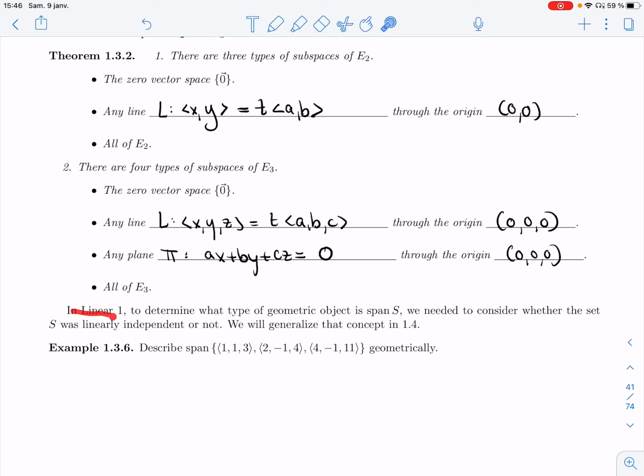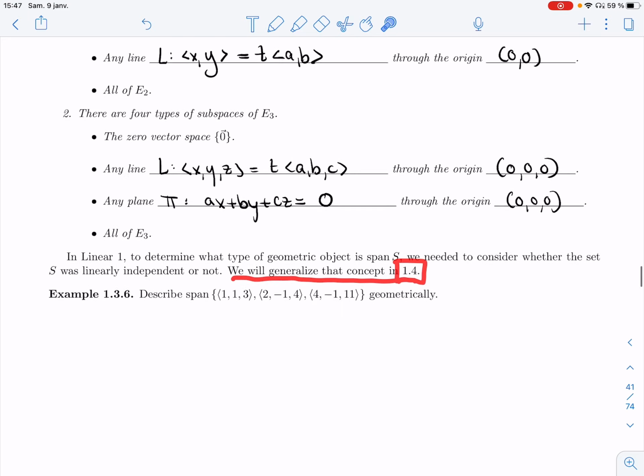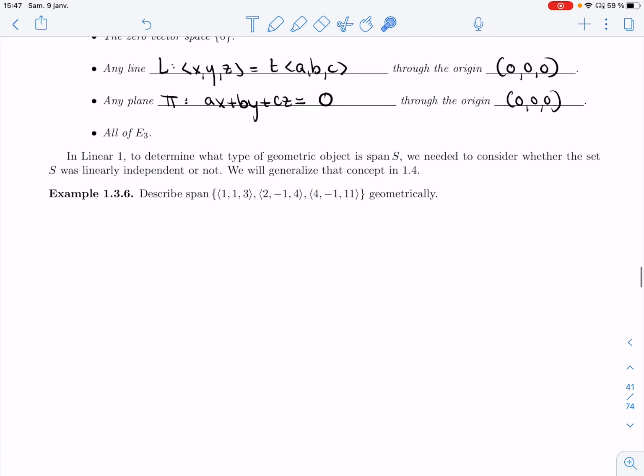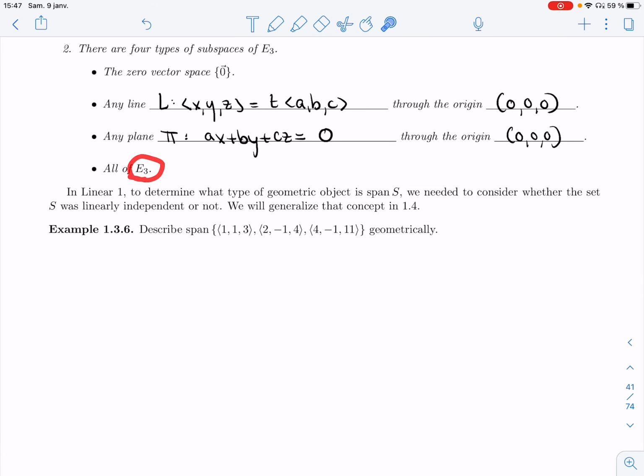So in Linear 1, to determine what kind of object a span was, we needed to consider whether the set was linearly independent or not. We need to generalize that concept. We'll do so in section 1.4, but for now, let's just remind ourselves of what we did in Linear 1. So I want to know what this span is geometrically. I have 3 vectors. I want to know if they give me all of R3, a plane, a line, or the zero vector.